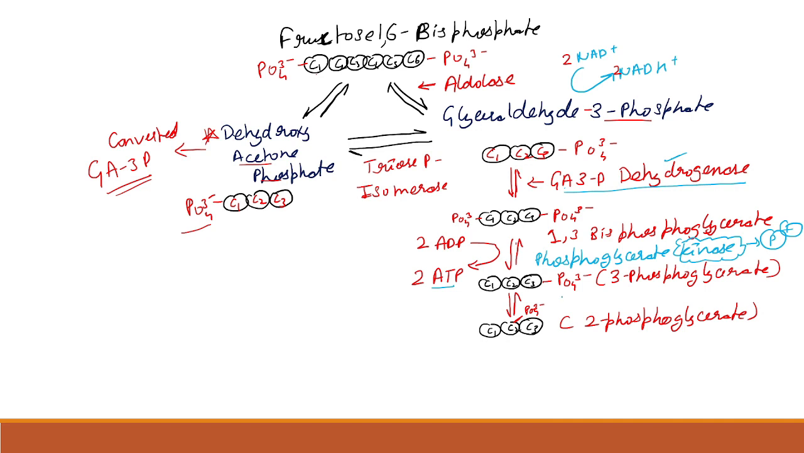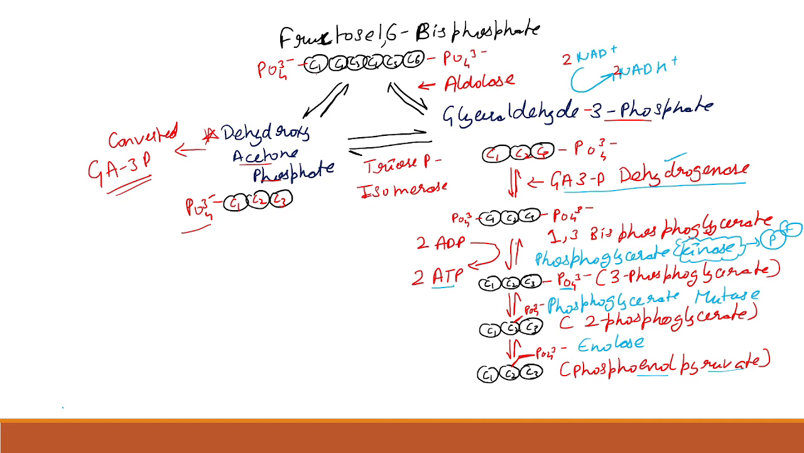And now in the next step we are shifting this phosphate group to the second carbon. So this molecule is known as 2-phosphoglycerate and the enzyme involved in this is phosphoglycerate mutase. Phosphoglycerate mutase. So these were the steps. Now coming to the next step.